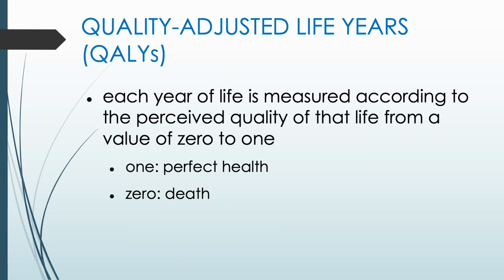So quality-adjusted life years is the arithmetic product of life expectancy combined with a measure of the quality of life years remaining. So 1 is equal to perfect health and 0 is equal to death.